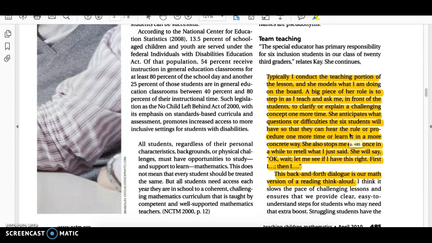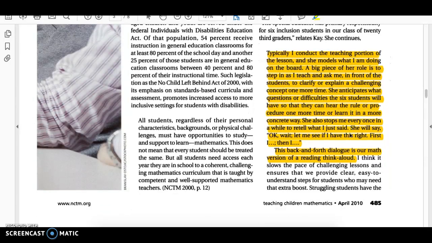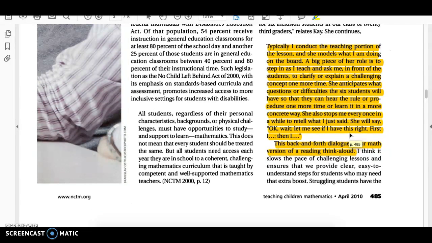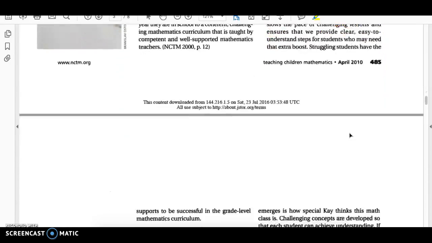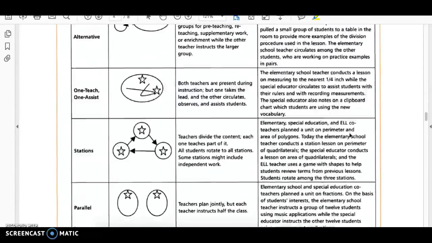And what I really liked and enjoyed about this was seeing that the special education teacher would be there to ask questions of the content teacher, so that they knew that the students they were representing in the classroom could understand. So that was their job to kind of say, well, wait, can you explain that more? Can you restate that? So this back and forth dialogue was their version of the read, think aloud for their classroom. So that's the way they were looking at team teaching.